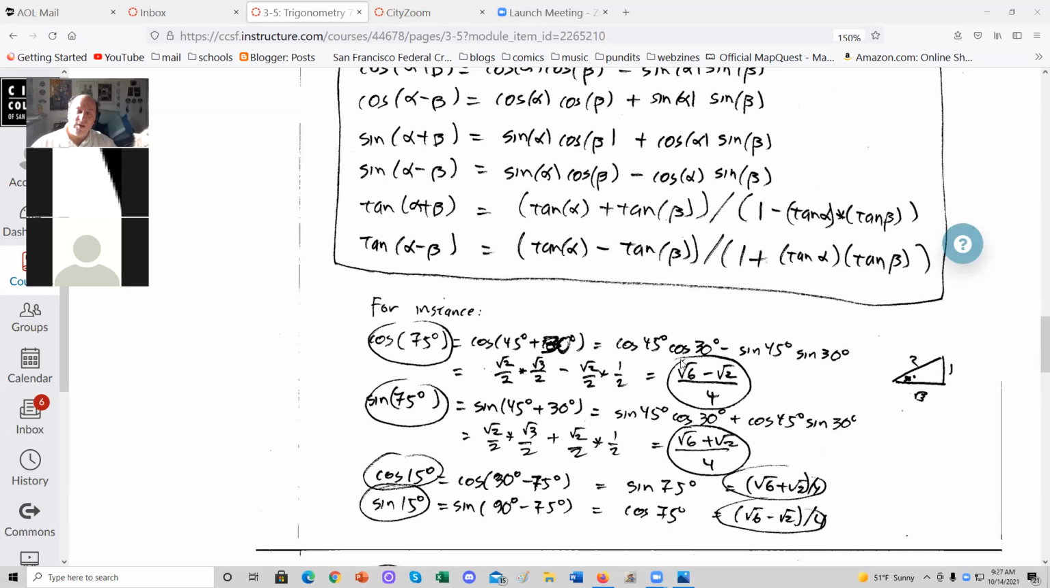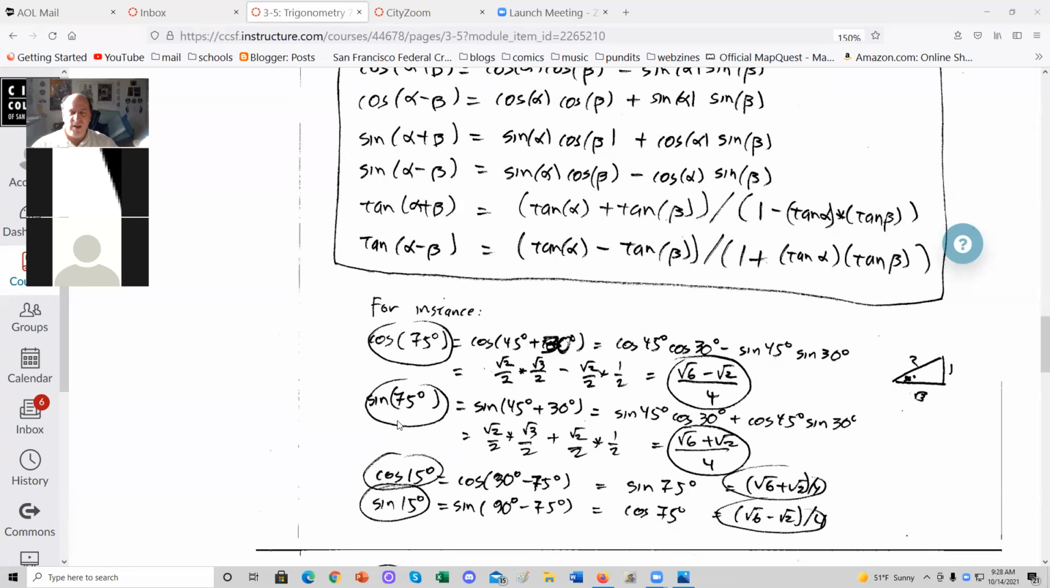cosine of 75 degrees. Okay, write that 75 as 45 degrees plus 30 degrees. And so this will be cosine cosine minus sine sine. Cos 45 degrees, cos 30 minus sine 45 degrees, sine 30. Cosine 45 degrees is root 2 over 2. Sine of 45 degrees is root 2 over 2. Cosine 30 degrees is root 3 over 2. Sine of 30 degrees is 1 over 2. And after a bit of arithmetic, that's root 6 minus root 2, all divided by 4.